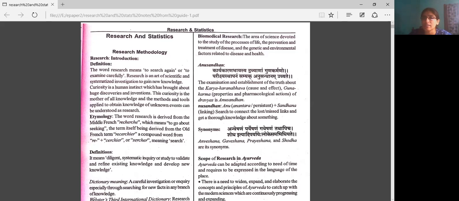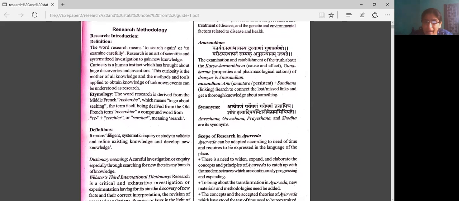Now I will tell you the scope of research in Ayurveda. First one, there is a need to widen, expand, elaborate the concept and principle of Ayurveda to catch up with the modern science, which is continuously progressing and expanding.